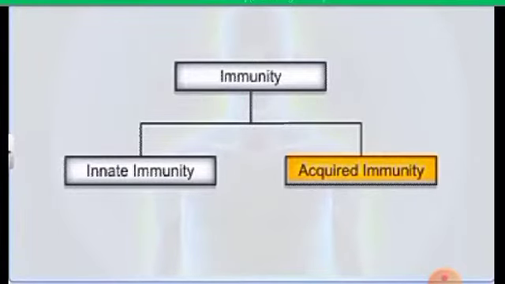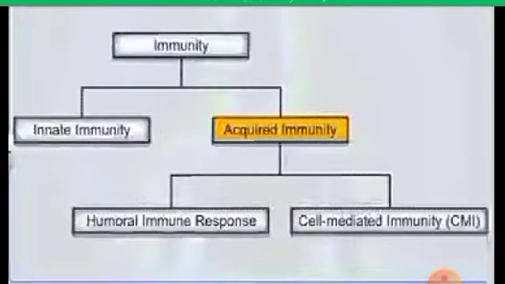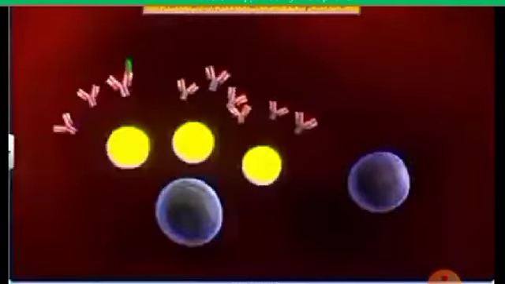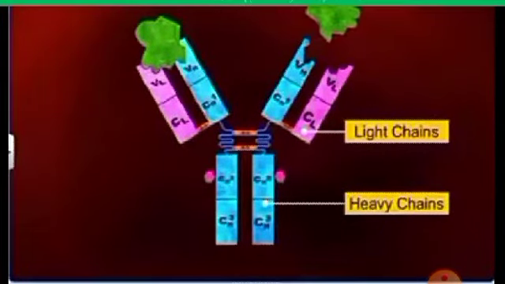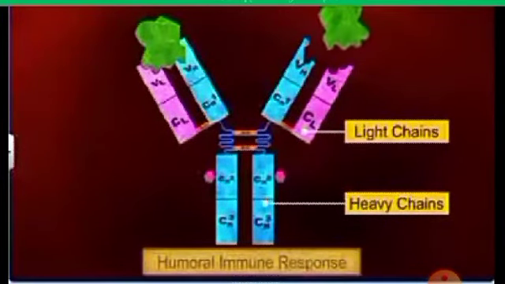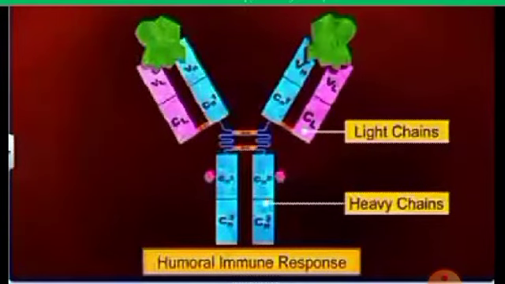Acquired immunity is further of two types: humoral immune response and cell mediated immune response. In humoral immune response, the antibodies produce the response while they are moving in our blood, because antibodies are found in our blood. Whenever any antigen comes into our body, it will be encountered with the help of antibodies inside our fluid, or we can say blood. So that response is called humoral immune response.